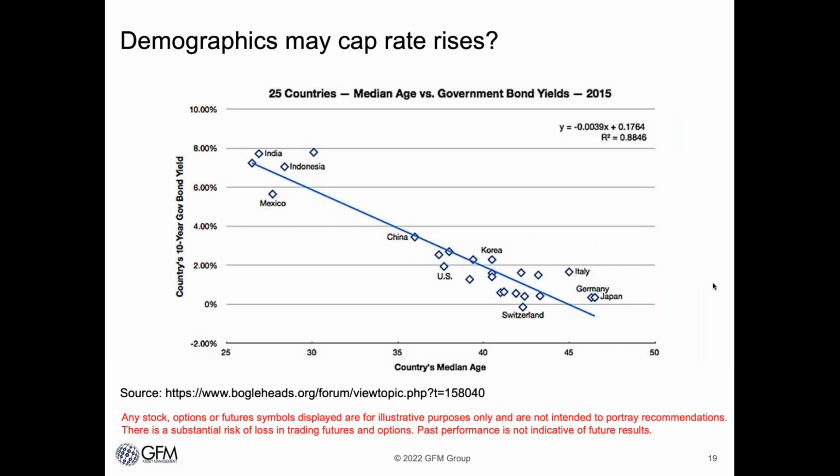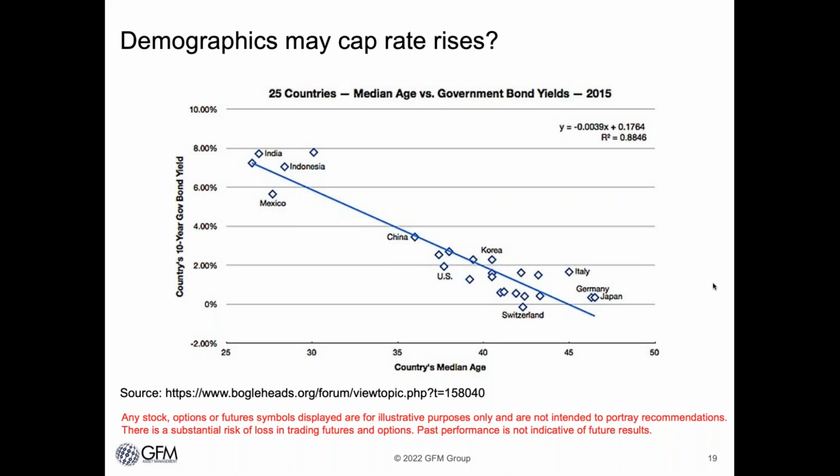Now, earlier I mentioned demographics. This is my favorite chart to illustrate it. This chart plots several different countries, and it shows you the median age of that country relative to its government bond yield, relative to its interest rates. Now, this is a little bit old. This is 2015, but the pattern is still pretty much the same. You'll notice all the way on the lower left-hand, or sorry, lower right-hand corner of the chart, depending which way you're looking at this, you'll see Germany, Italy, Japan, Switzerland.